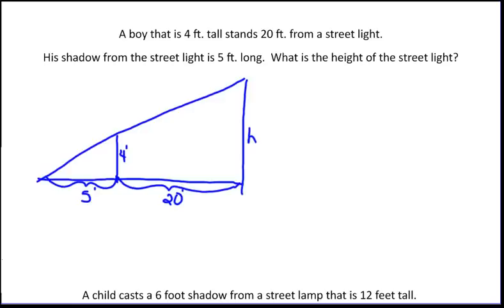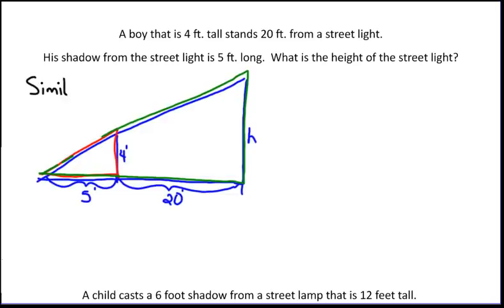If we take a good look at this picture, we see that we actually have two similar triangles. We've got a small triangle right here and a larger triangle right here. The red and green triangles are similar.